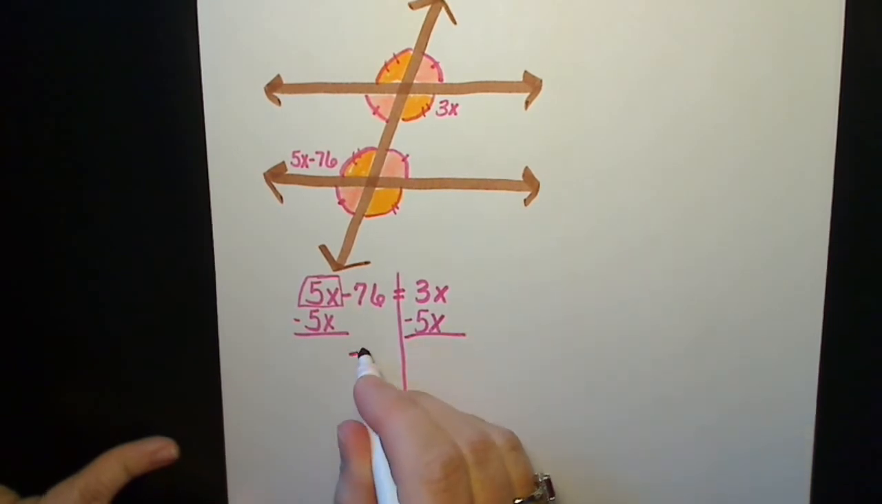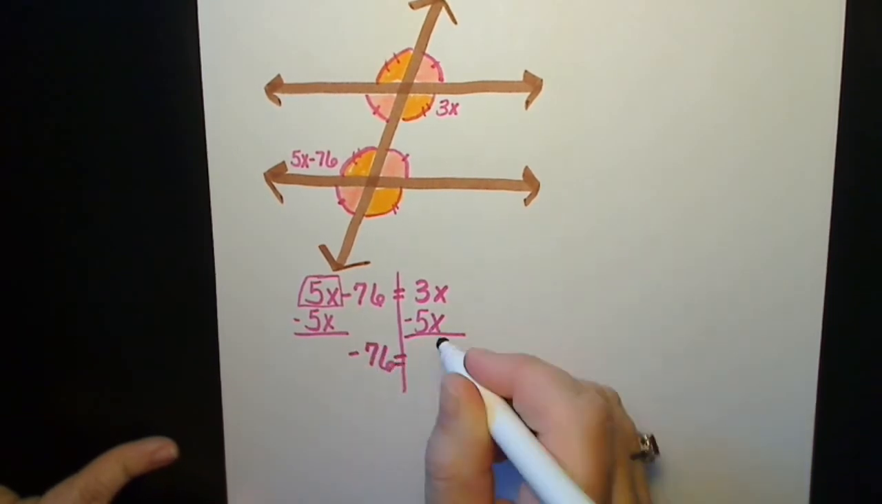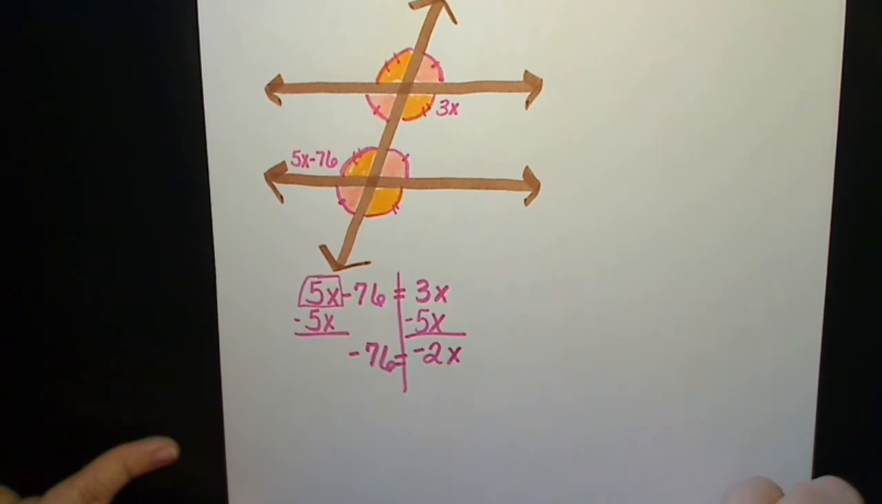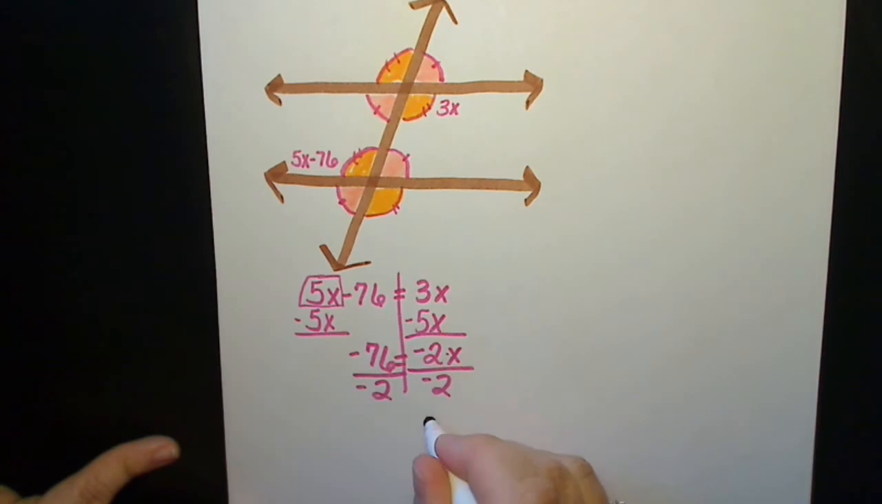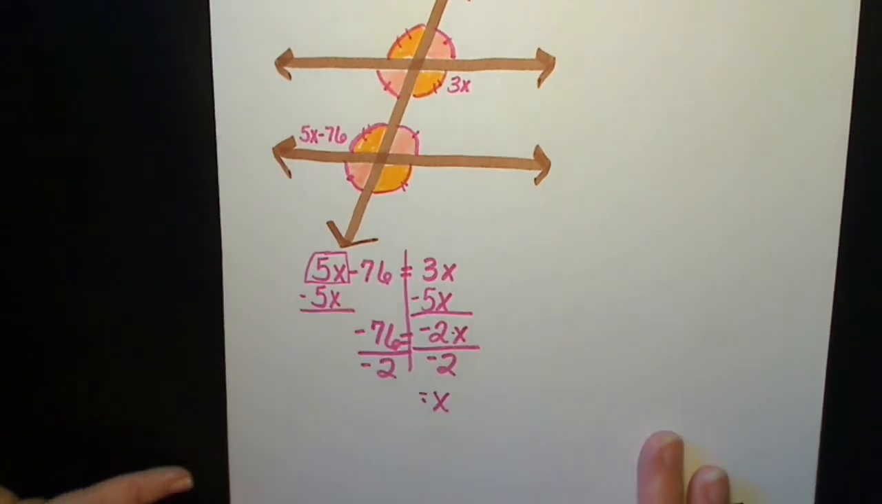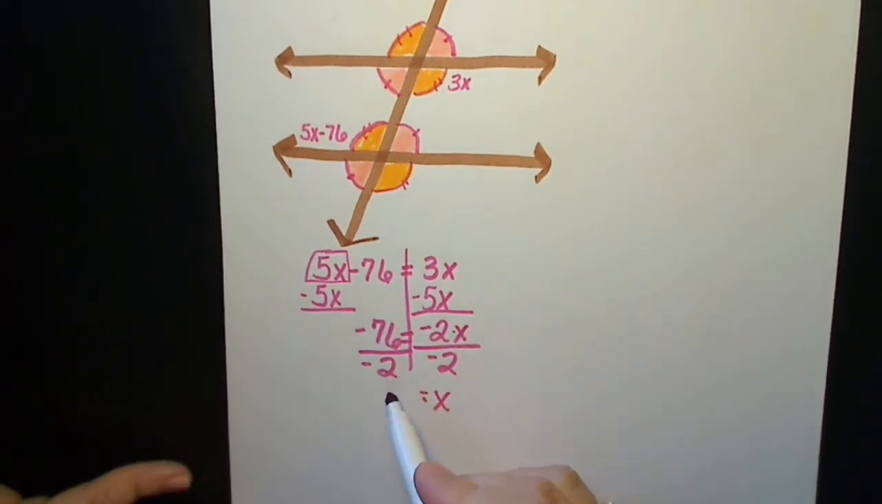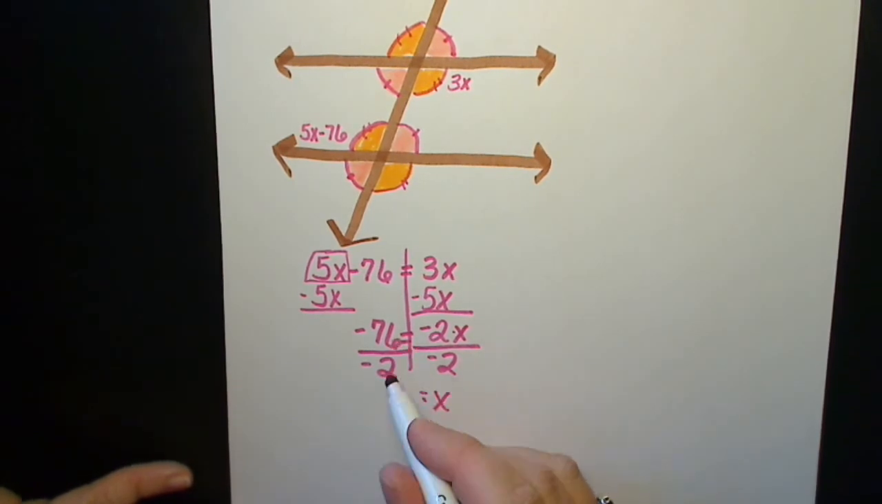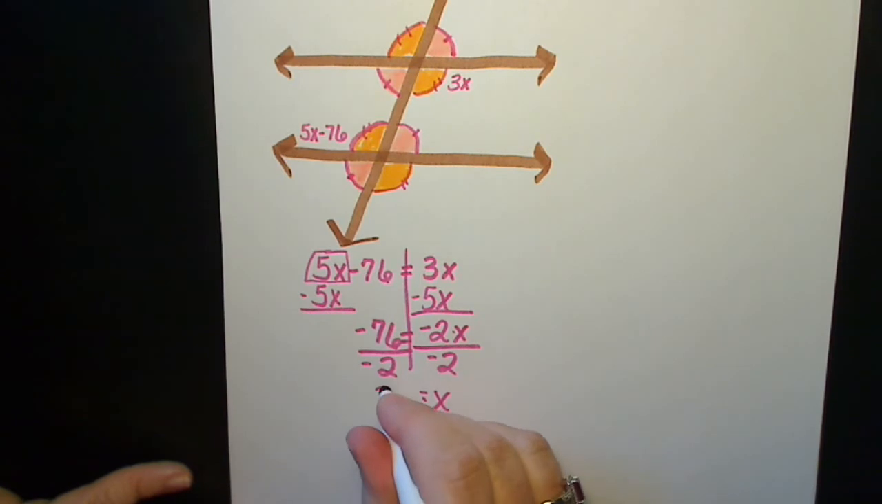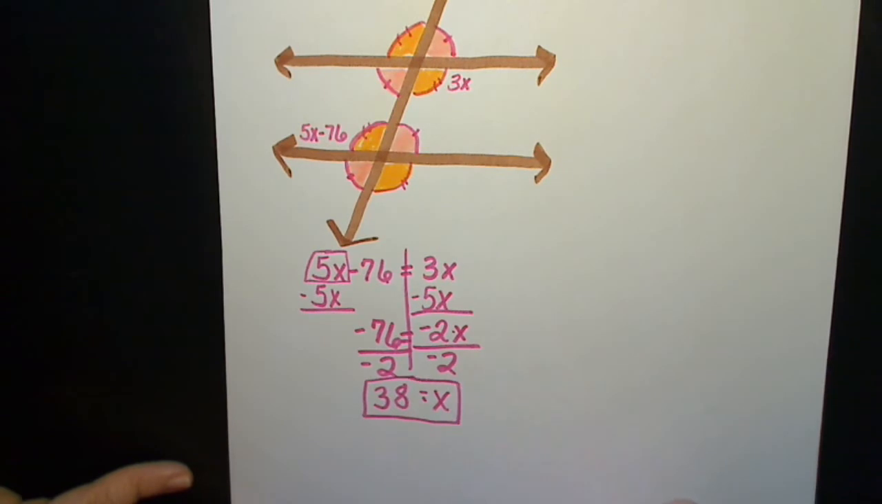And that leaves me with a minus 76 equals a negative 2x. I want to find out what x is. It's a negative 2 times x. So I'm going to do the inverse and divide both sides by a negative 2. And a negative divided by a negative is going to be a positive. And 76 divided by 2 gives me 38. So x is 38. Now that's if they asked me to solve for x.